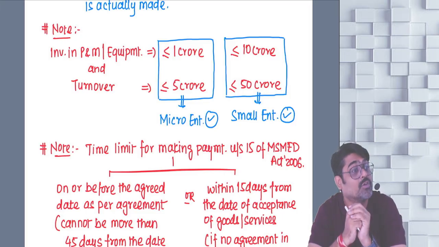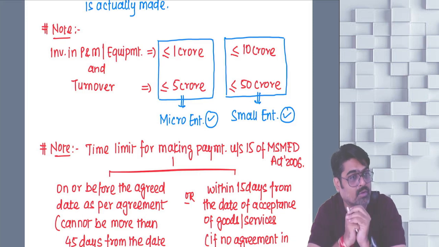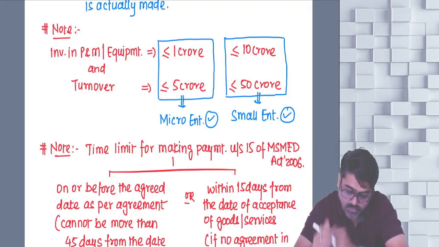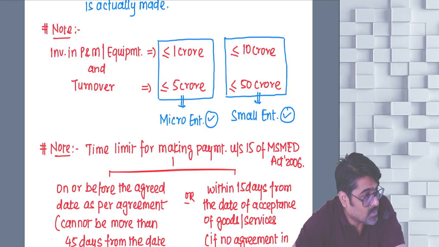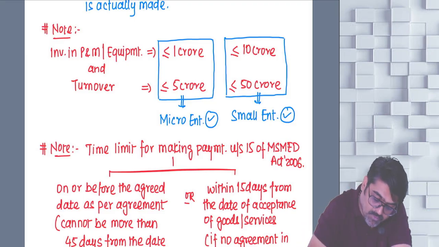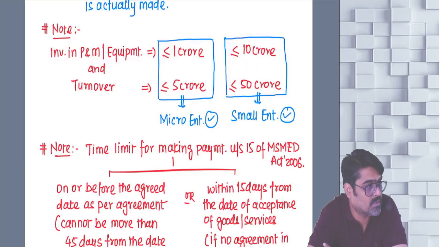And you are a small enterprise if your turnover is up to 50 crores. Sorry, more than 5 crores, but up to 50 crores. Turnover is 50 crores or less, but more than 5 crores. But what if the investment in plant, machinery and equipment is more than 1 crore? Then it has to be up to 10 crores.